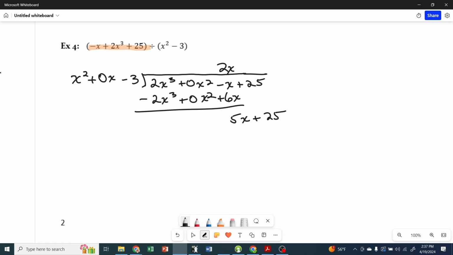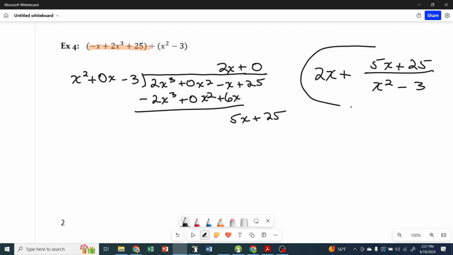So this x squared cannot go into this. It's a smaller degree. So technically we would say this doesn't go, and we'd say plus 0. But our final answer is just going to be 2x plus 5x plus 25 over x squared minus 3, and there's your final answer.